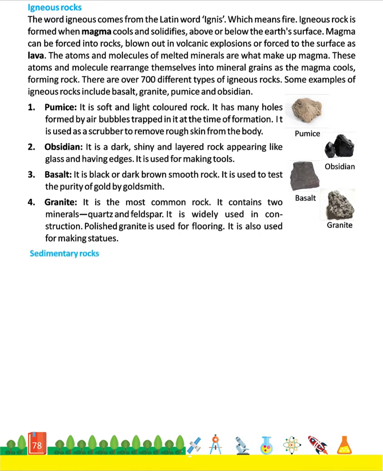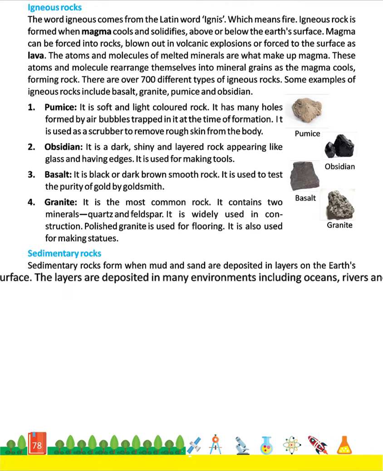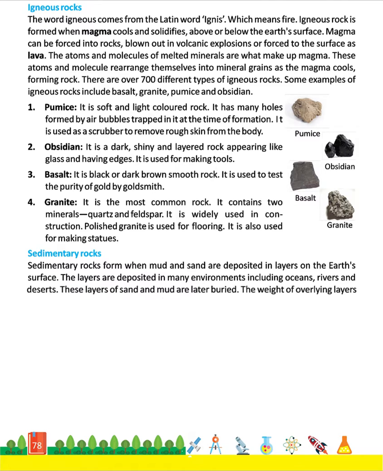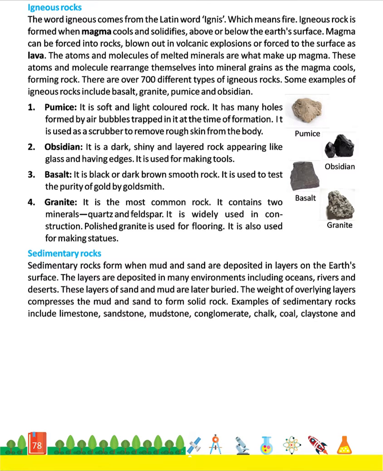Sedimentary rocks. Sedimentary rocks form when mud and sand are deposited in layers on the Earth's surface. The layers are deposited in many environments including oceans, rivers and deserts. These layers of sand and mud are later buried. The weight of overlying layers compresses the mud and sand to form solid rock. Examples of sedimentary rocks include limestone, sandstone, mudstone, conglomerate, chalk, coal, claystone and flint.